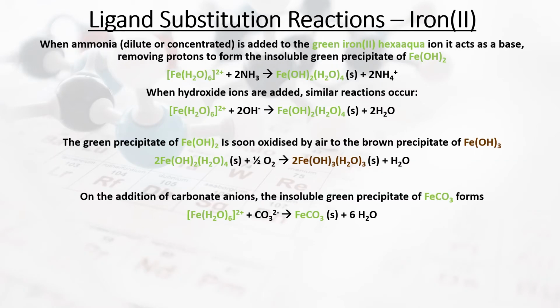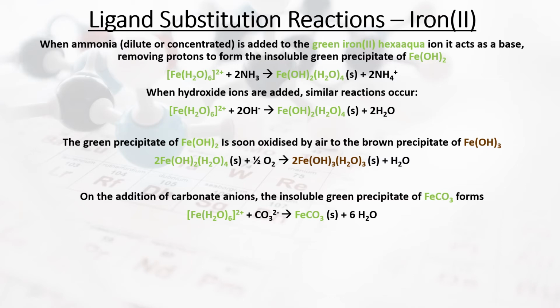So now we're going to go through an awful lot of ligand substitution reactions of lots of the 3D transition metals. Now, just double check with your exam board exactly which metals you need to know the colours and the reactions for. I'm going to go through quite a few different metals. Just make sure that you know whether you actually need to know them or not for the exams.